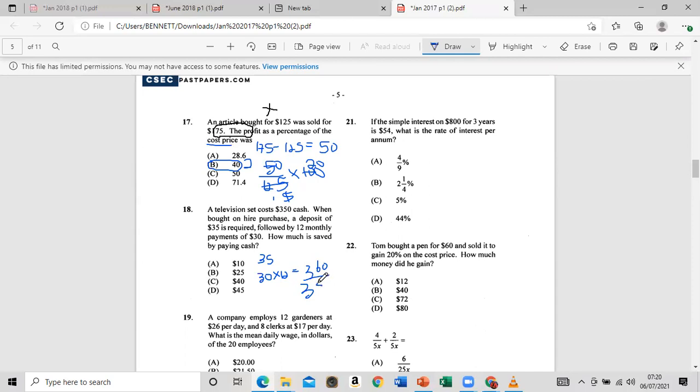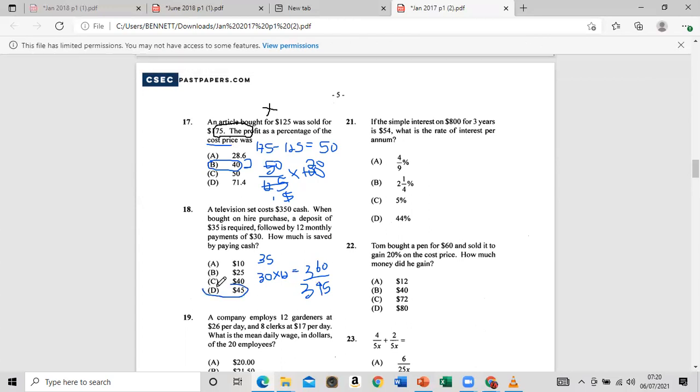I did this so many times, I find it annoying. And we subtract, so the answer would be 45.